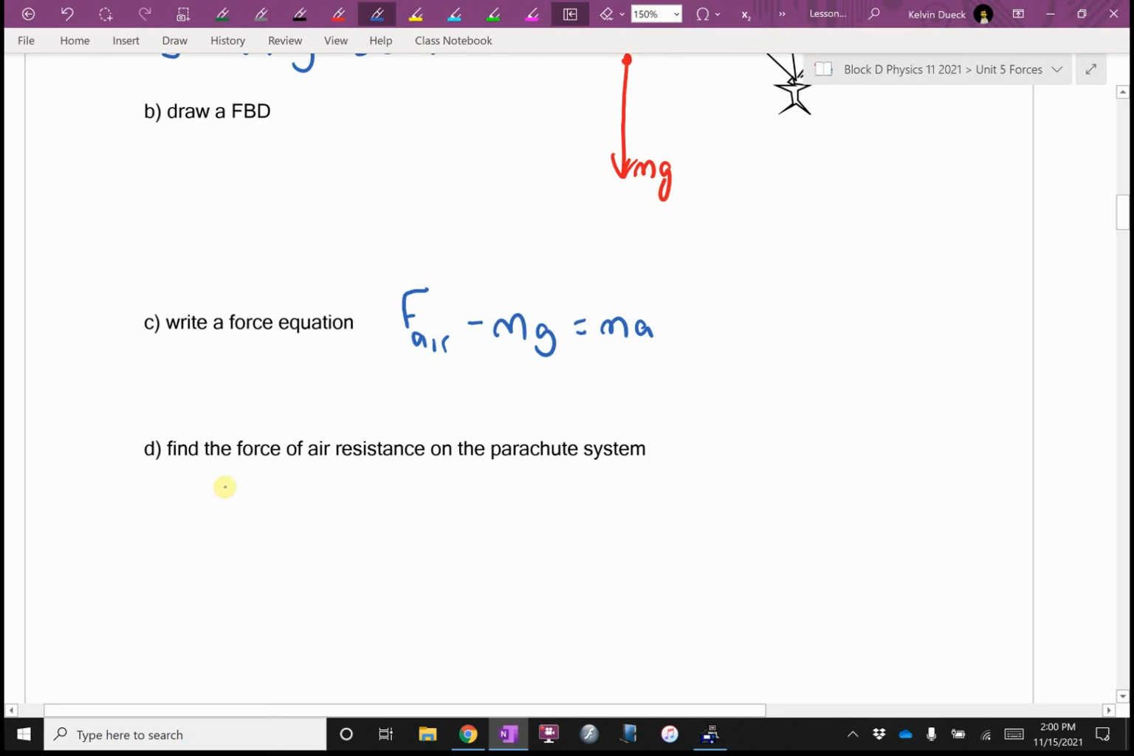Yeah, add, right? Plus the mg over. Is this a swappy dance? This is not a swappy dance because there's no negative in front of the F air. I'm happy with the way it looks, so I'm going to leave it where it is. It's going to be ma plus mg. What was m? Was it 90? What was a?